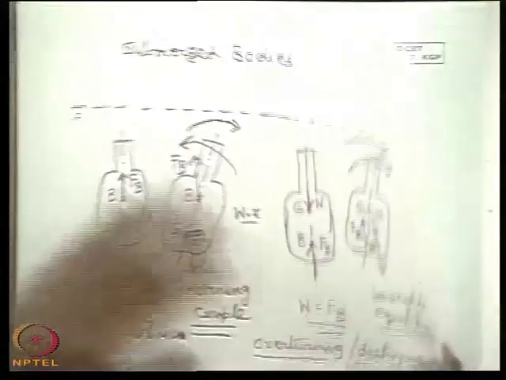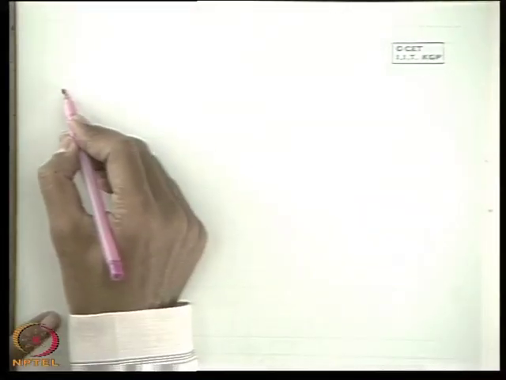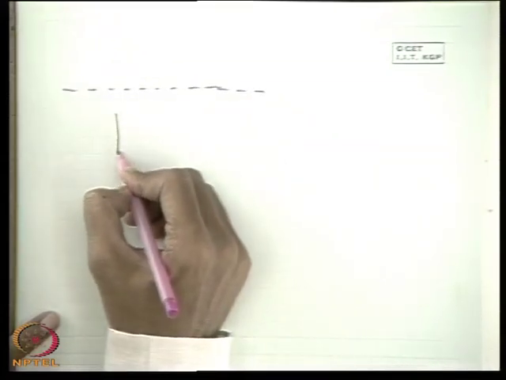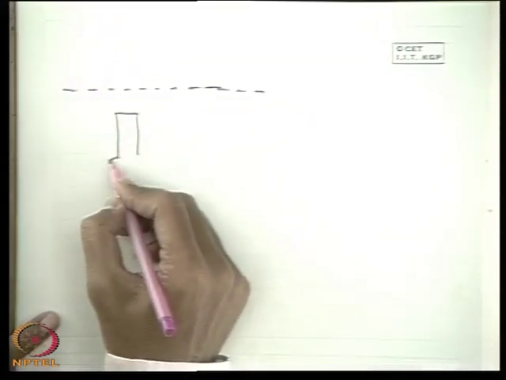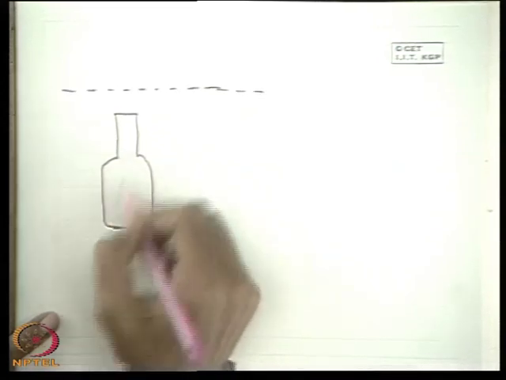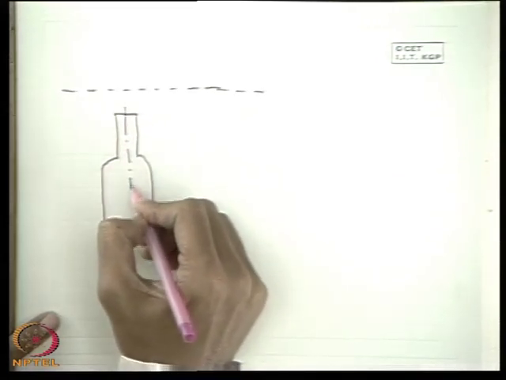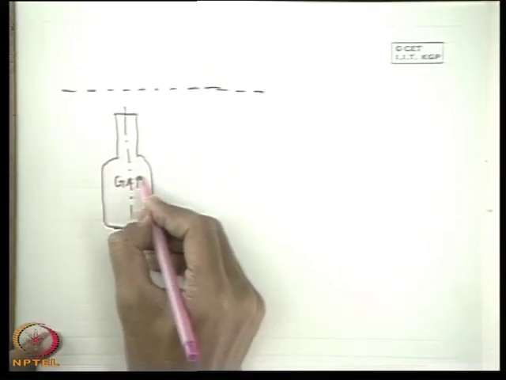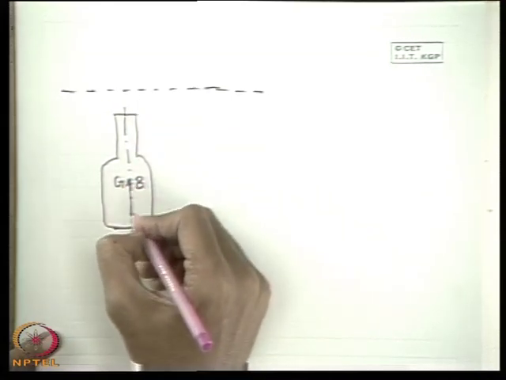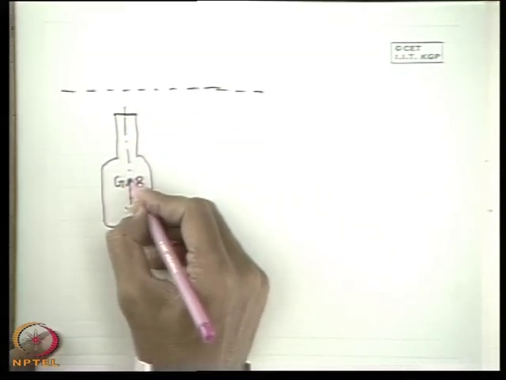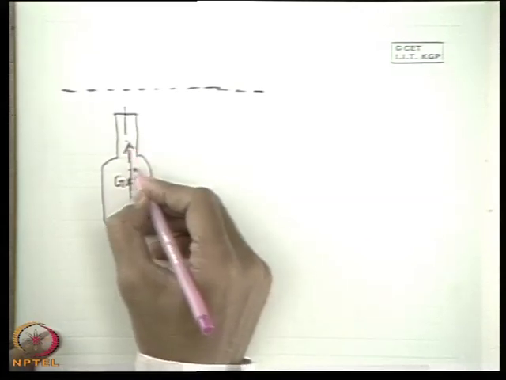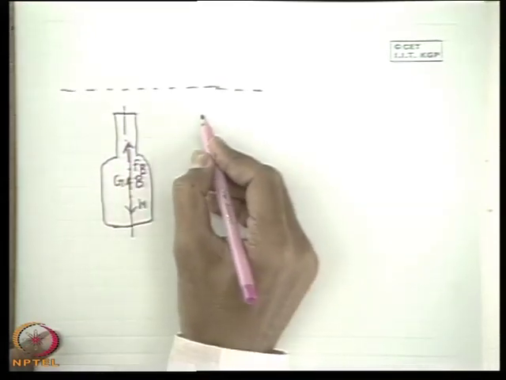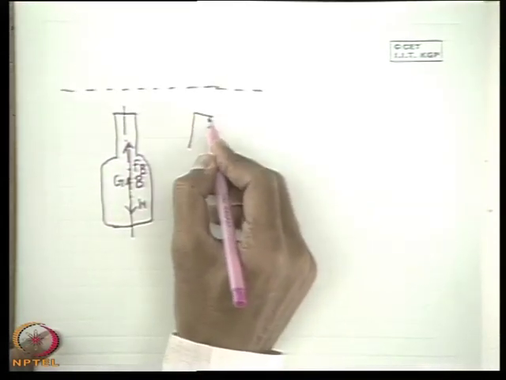Okay? Now, the last possibility is that G and B coincide. This is the case where the mass of the liquid is distributed uniformly over the entire volume. That means the weight acts at the center of gravity and the same point is the center of buoyancy. In this case, it is just like a neutral equilibrium, as I have told earlier.